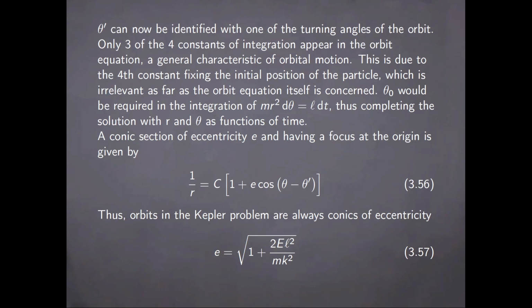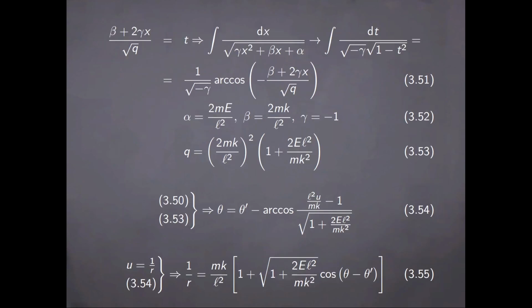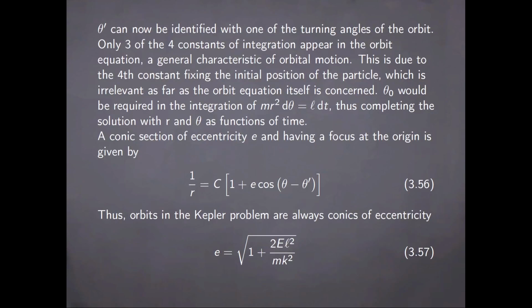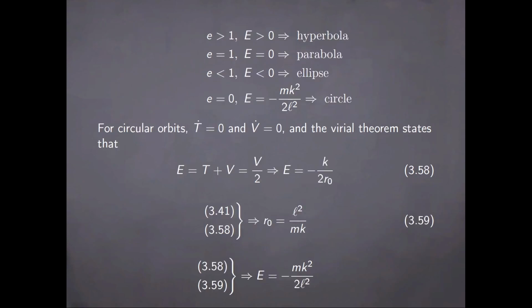And thus, when comparing this with our own result, it is clear that the orbits in the Kepler problem are always conics of eccentricity e, having the expression here, a square root involving the conserved quantities of the motion and the constants of the interaction, so the mass and the force constant. And their general classification would be as follows for the conic sections involved in the Kepler problem.